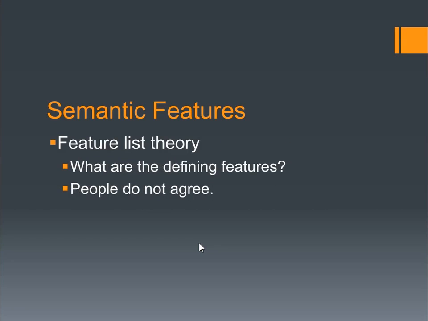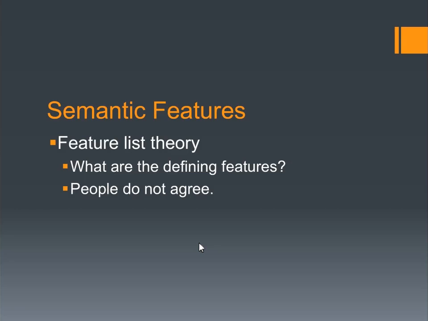The problem with this theory, its biggest crutch, is what is a defining feature? And people really don't agree on this. If you think about that network model, and then the Collins and Quillian models, where they basically had this sort of feature decomposition in it, where each word had is-a links or has-a links.